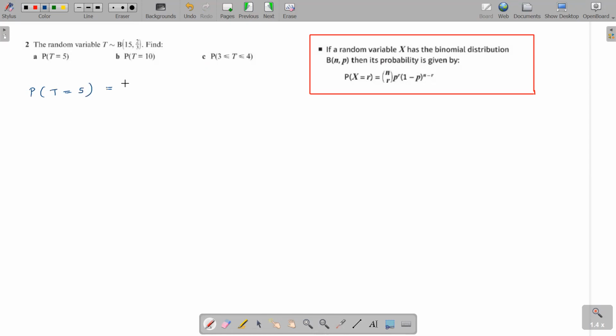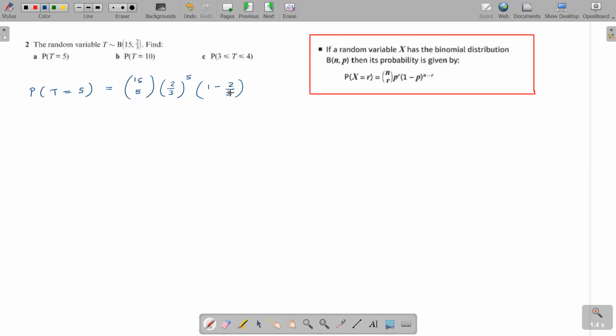So what do we get here? nCr, n is 15 now. So 15C5, p to the power x. So p is 2 over 3, right? 2 over 3 to the power x is 5. 1 minus p. Guys, what will be 1 minus p? If the probability of success is 2 over 3, 1 minus p, the probability of failure, will be 1 minus 2 over 3, isn't it? Or you could directly write the answer as 1 over 3.